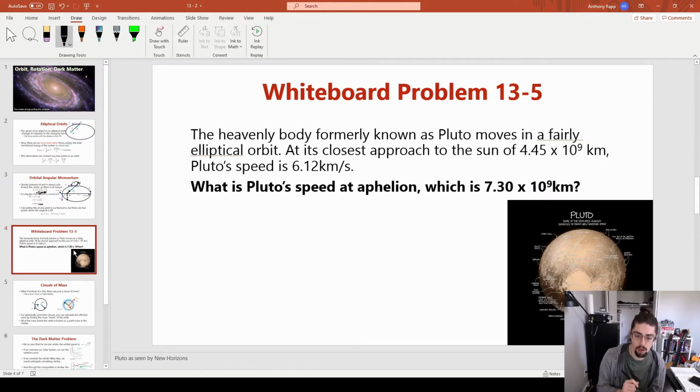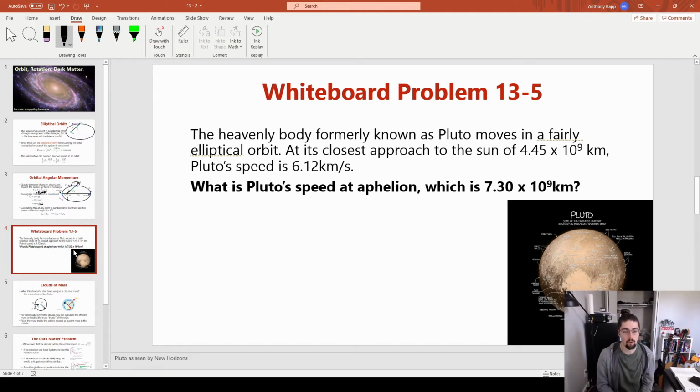So, I want to try this out. Let's imagine the heavenly body formerly known as Pluto moves in a fairly elliptical orbit, right? It's somewhere between circular and elliptical, which I realize anything that is not circular but is still round is elliptical, but it's almost a circle. It's not a super elliptical thing, but whatever. I'm getting kind of beyond the point at this point.